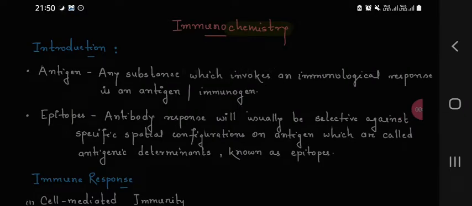Immunochemistry. Antigen. Any substance which evokes an immunological response is an antigen or immunogen. Epitopes. Antibody response will usually be selective against specific spatial configurations on the antigen, which are called antigenic determinants, known as epitopes.